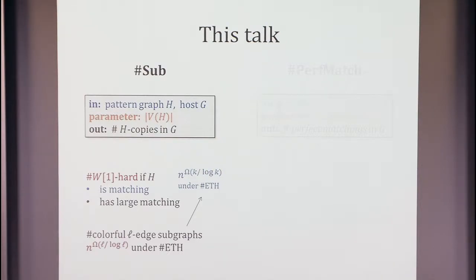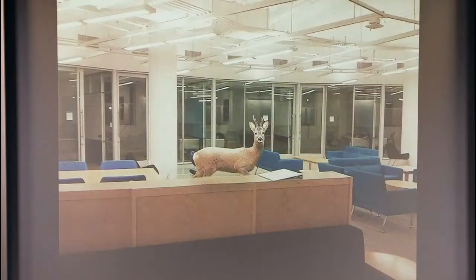Okay, then let me just summarize this first half of the talk. So in this first half, we were considering this subgraph counting problem where you're given a pattern and a host, and you're parameterized by the size of the pattern. And we've seen that this problem is sharp W1 hard if the pattern is a matching. And more generally, I mentioned that there is a hardness proof that shows that the problem is sharp W1 hard whenever H contains a large matching. And then using a lower bound for counting colorful L edge subgraphs, we get an almost tight lower bound for this problem under sharp ETH as well. Okay. This concludes the first half of my talk.